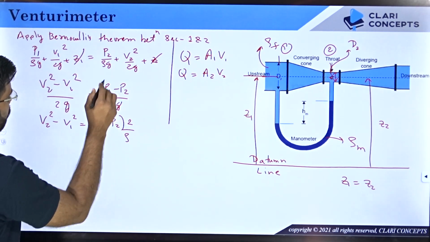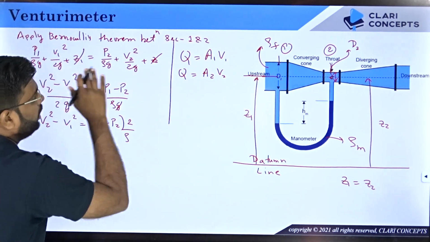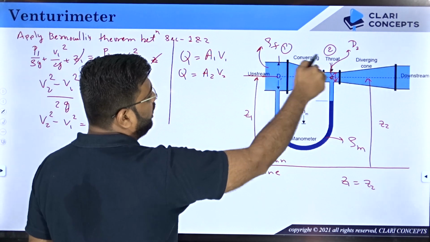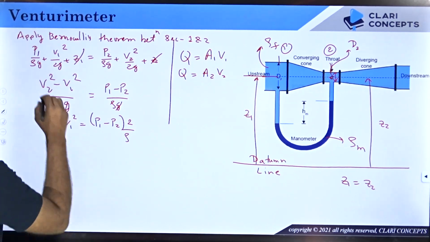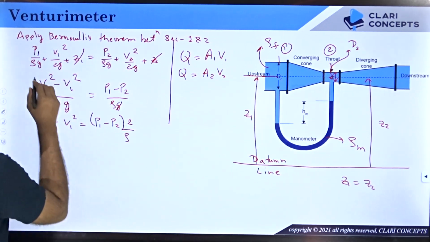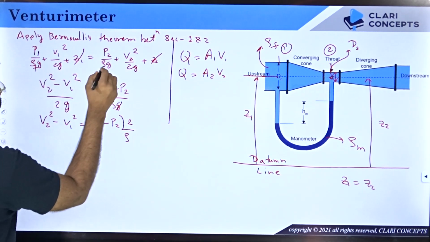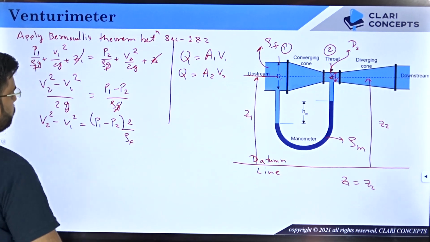Now when I say rho, this means what? Rho of the fluid flowing through the pipe, because you are talking about the section 1 and section 2. So section 1 has the fluid of density rho f, the main fluid flowing through the pipe. Remember this, because there are two fluids. One is the main fluid, one is manometric fluid. So don't get confused. This rho is for the main fluid, rho f. Okay, rho f, I'll put rho f.